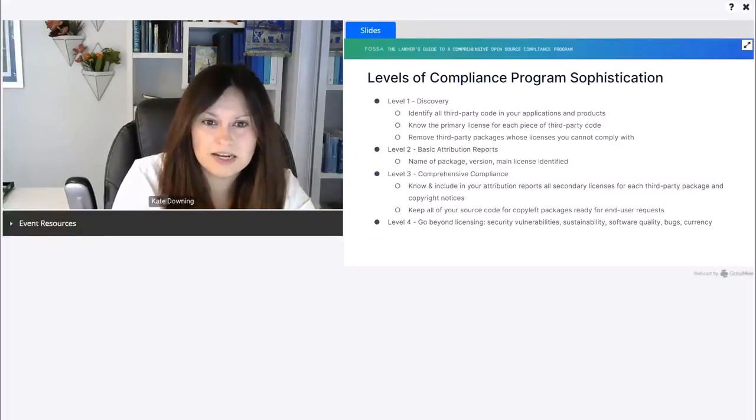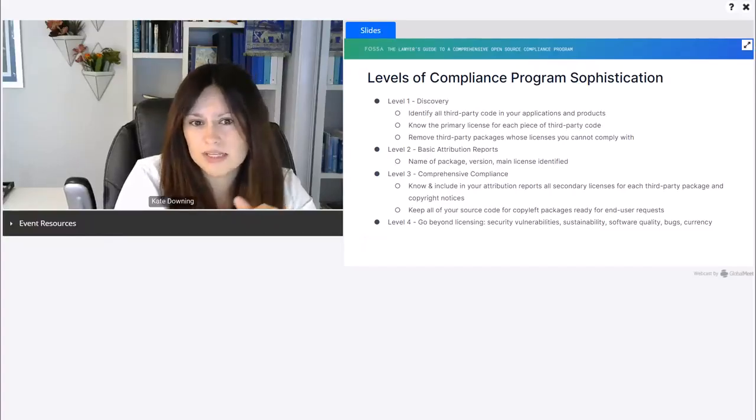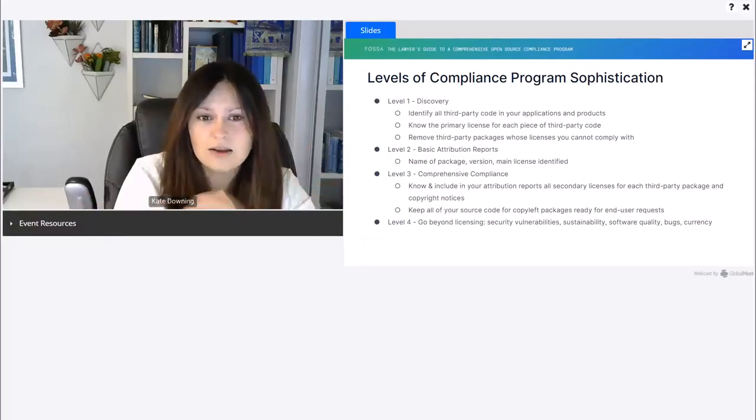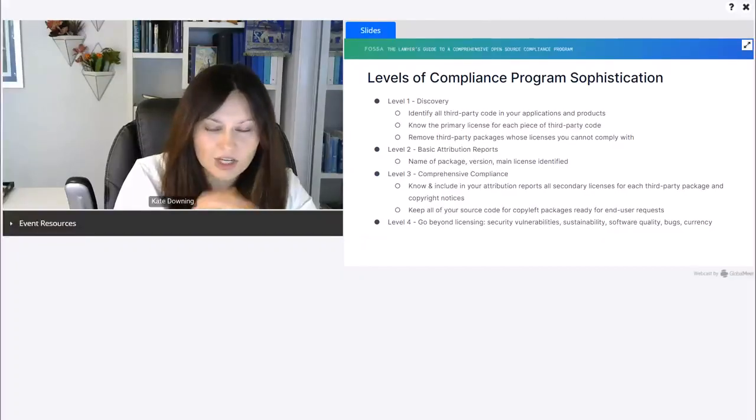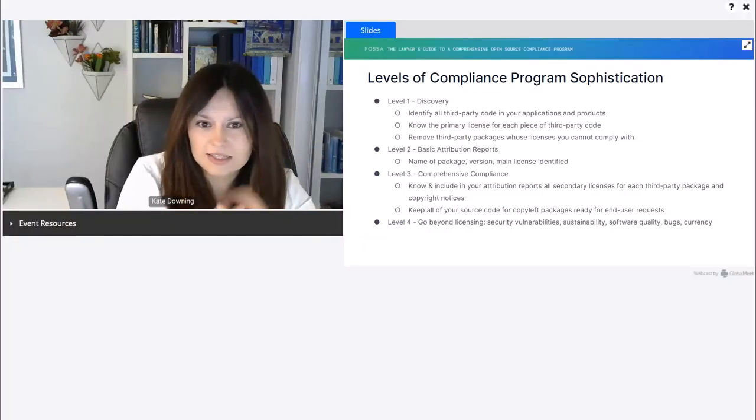So level 2, basic attribution reports. I think a lot of smaller companies are at this level. They use some sort of scanning, or they're keeping track manually of the open source that they're using, and they're publishing very basic attribution reports. Like, this is the name of the package, the version, it's under Apache. That's the totality of the information that they're providing.